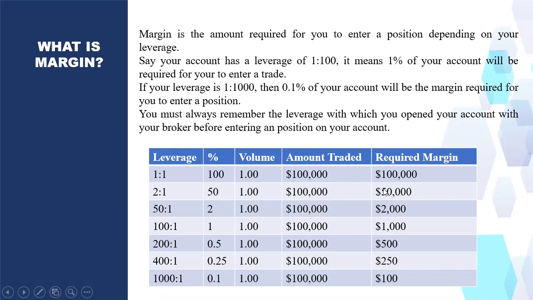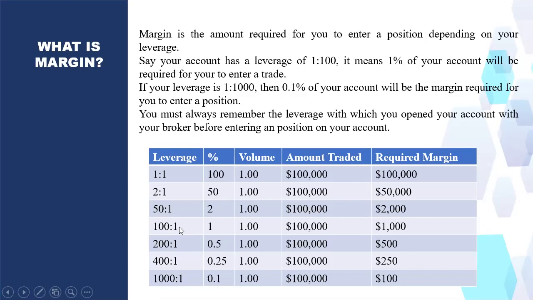So the margin that will be required of you to be able to buy something worth this amount will be $50,000. Then if you are given a leverage of 50:1, you'll be using 2% of your account, of your balance. That 2% is now $2,000, because the required margin for you to buy one standard lot size is that you will use 2% of your account. So 2% of the 100,000 that you want to buy is going to be $2,000.